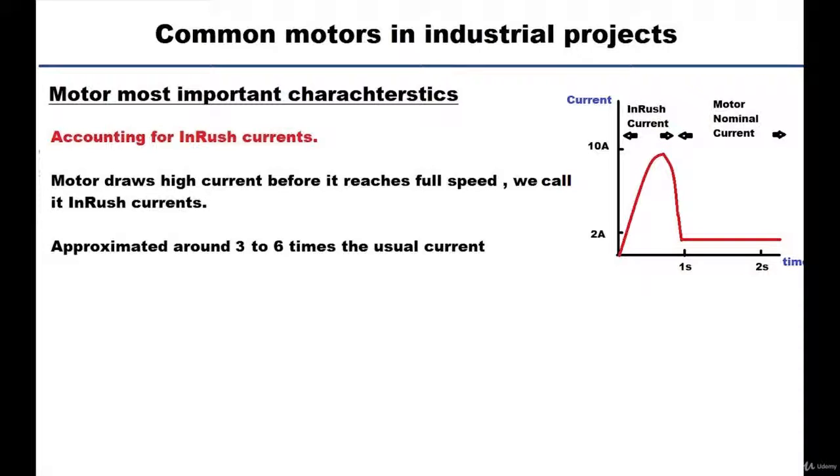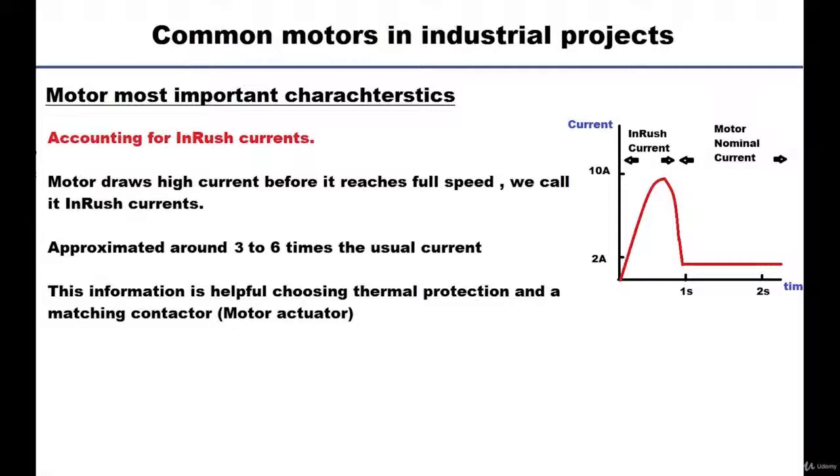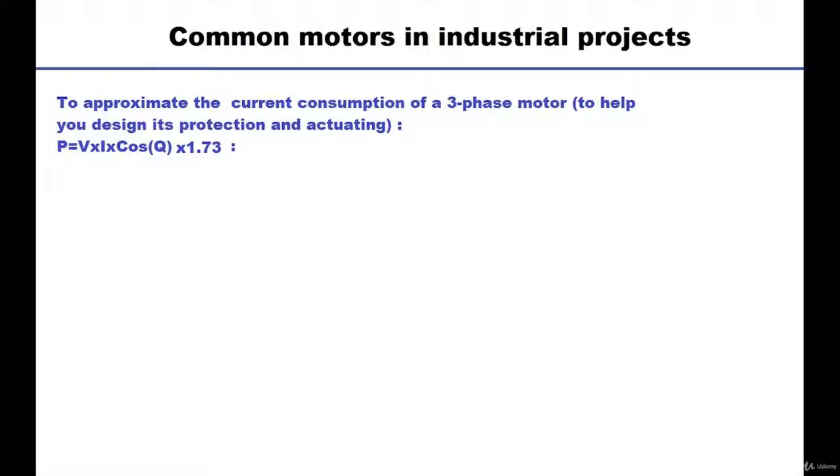So if your motor usually draws 2 amps, you might see 12 or 10 amps in the first few seconds before it goes back to the 2 amps that it usually draws. We can use this information about the inrush current in choosing the thermal and the magnetic protection for the motor, which we will talk about later. It's also important in choosing the correct actuator for that motor. There is an important parameter that we need to calculate while we are trying to design a motor driving system, which is the current consumption.